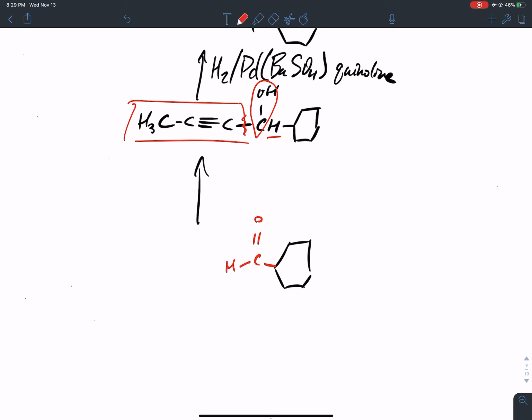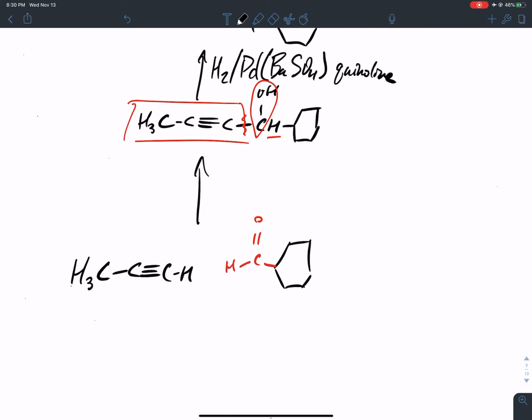What's that left side going to look like? We said it's not a Grignard. What's it going to be? Acetylide, right? H3C, C triple bond. We're basically going to draw that left side over again. And we're going to draw it with a hydrogen here, right?